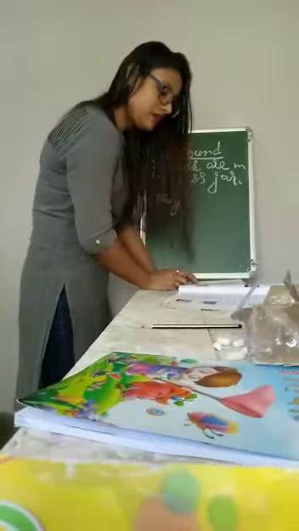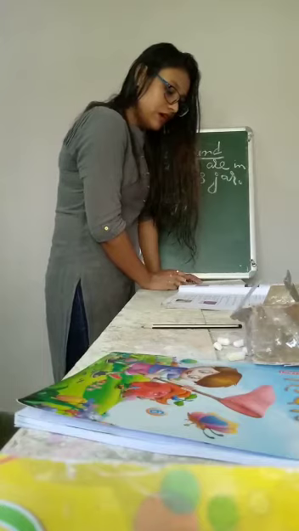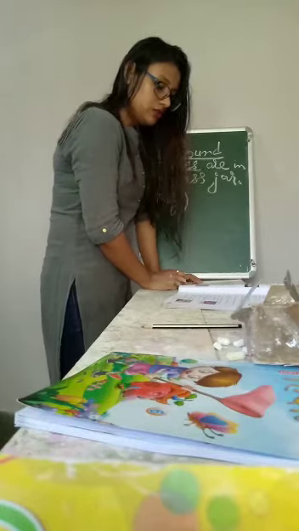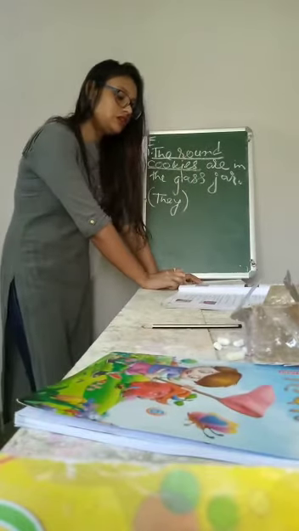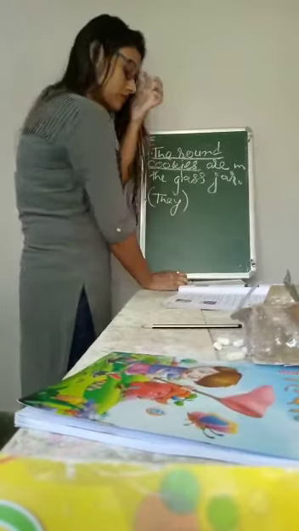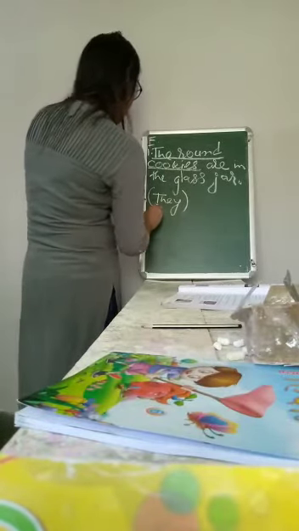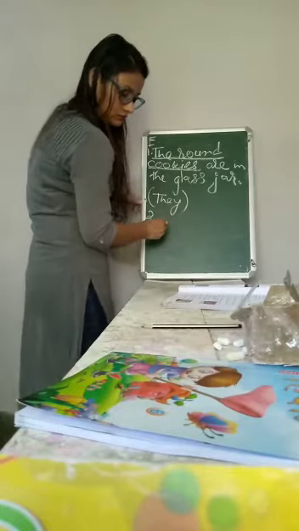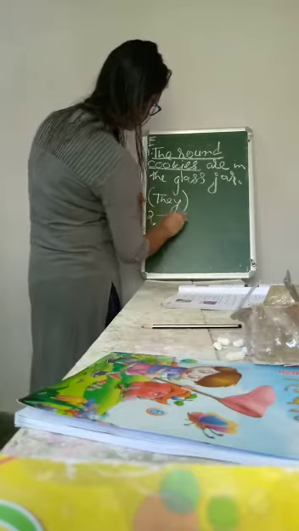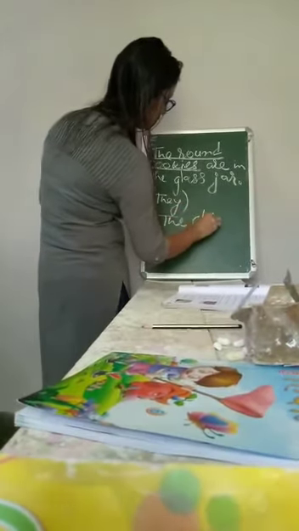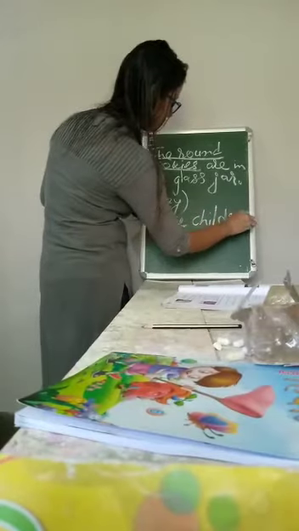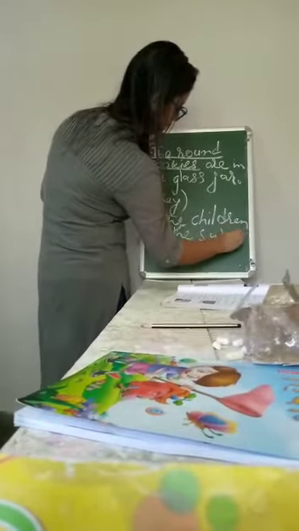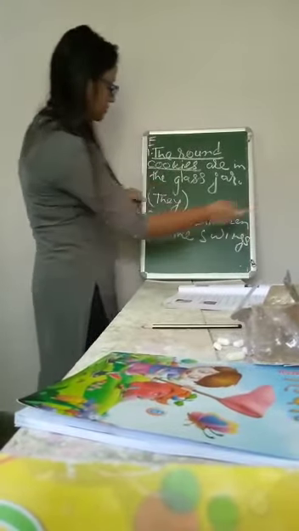Then number two we have, the children on the swing are enjoying themselves in the park. So here they. So here what do we have to write? The children on the swings. So number two will be the children on the swings. All right. So number two till here. The children on the swing.